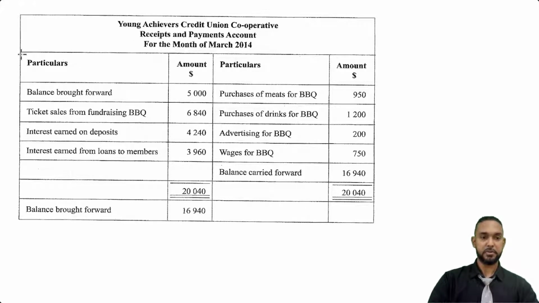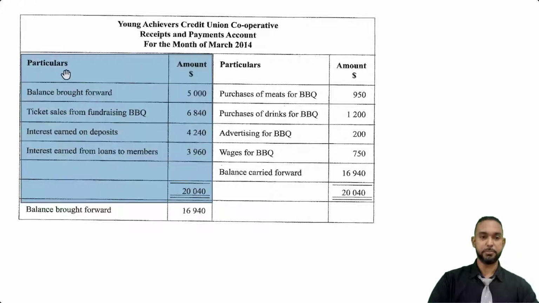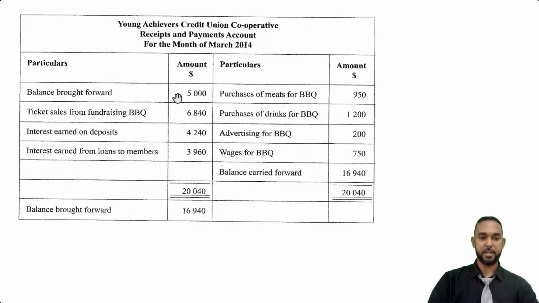Now, of course, you still have a debit side, which records receipts, money coming in. So we have an opening balance of $5,000. We also have ticket sales from a fundraising barbecue, interest earned on deposits, interest earned from loans to members. So all of these are receipts, inflows of cash. So that's why they're on the debit side of the receipts and payments account.